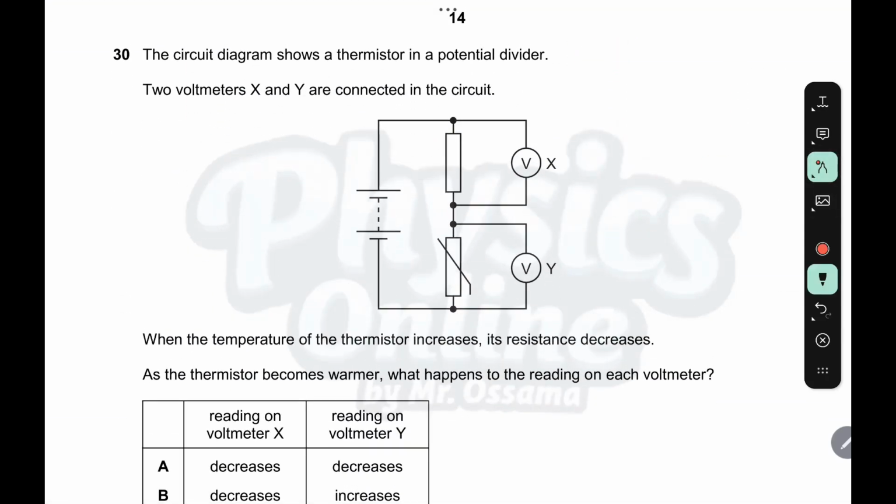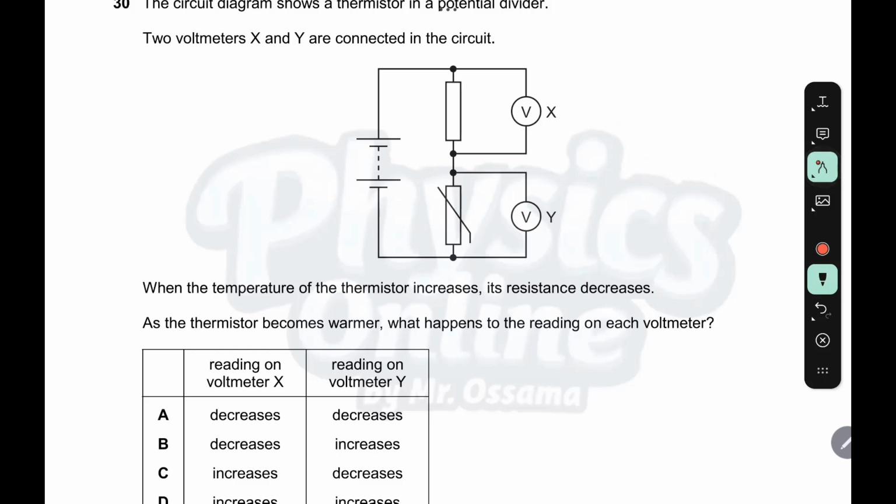The circuit diagram shows a thermistor and a potential divider. Two voltmeters X and Y are connected in the circuit. When the temperature of the thermistor increases, the resistance decreases. So here, when the temperature T of the thermistor increases, resistance decreases.